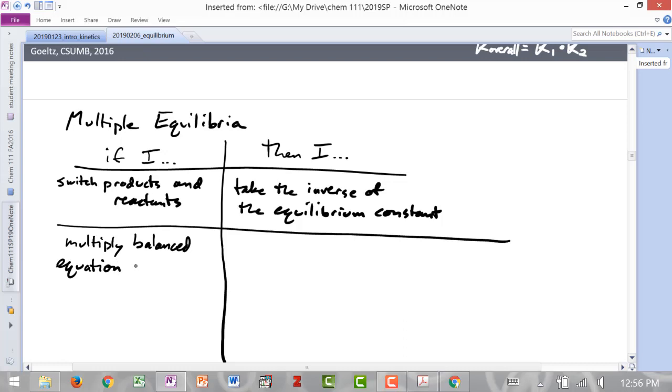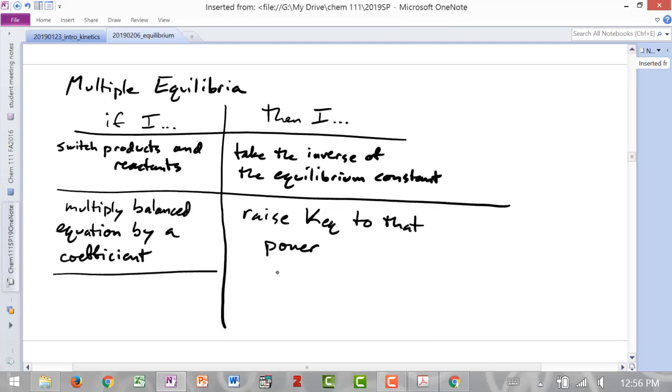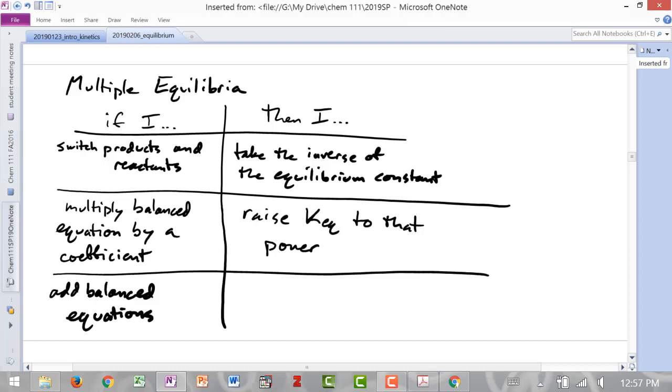I multiply the whole balanced equation by a coefficient. What do I do to the equilibrium constant? Yeah, raise it to that power. So this is related to Perla's question. She asked why I chose a coefficient of 2 and then squared it. If I chose a coefficient of 4, I would raise KEQ to the fourth power. Whatever it is becomes the exponent. And last, but not least, if I add balanced equations, what do I do to the equilibrium constants? Multiply.